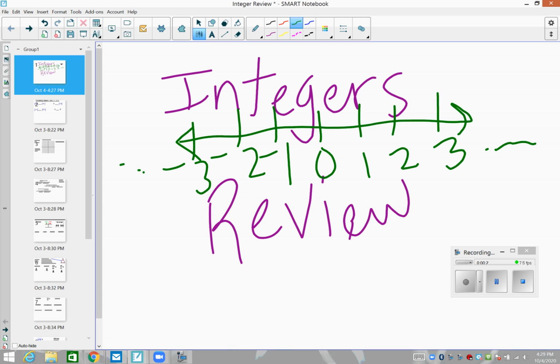So basically, we're just eliminating anything that has like a part to it, like a decimal or a mixed number. So that's our integer number system. We can do all sorts of things with that. We can add them, we can subtract them, we can find the absolute value, and so on. So that's what we're going to review today.